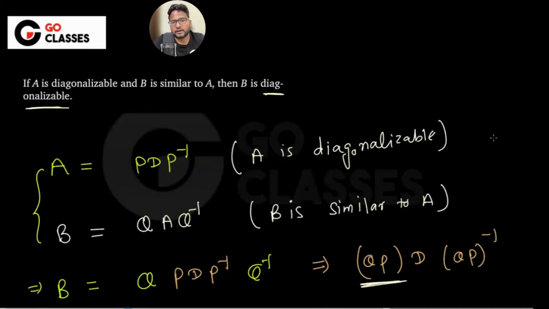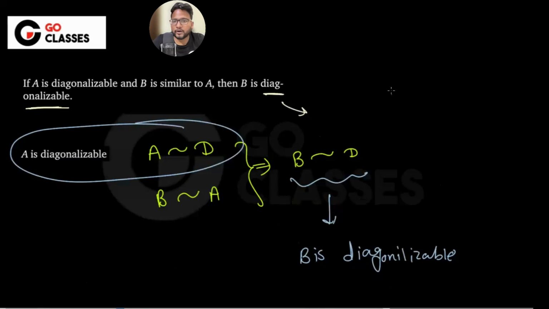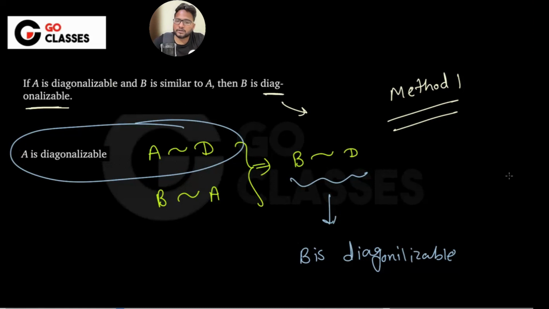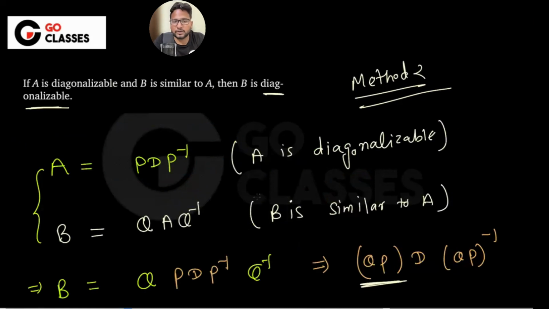So both are fine. Let me just call it method 1. How many of you have done using method 1? Using the property of similarity. Diagonalizable itself means that A is similar to some diagonal matrix. So if A is similar to a diagonal matrix, and B is similar to A, then B is also similar to some diagonal matrix. How many of you did using method 2?